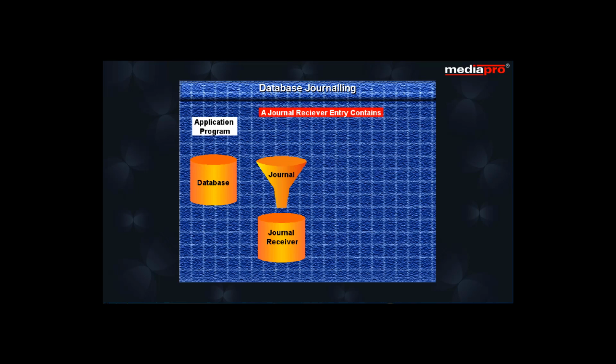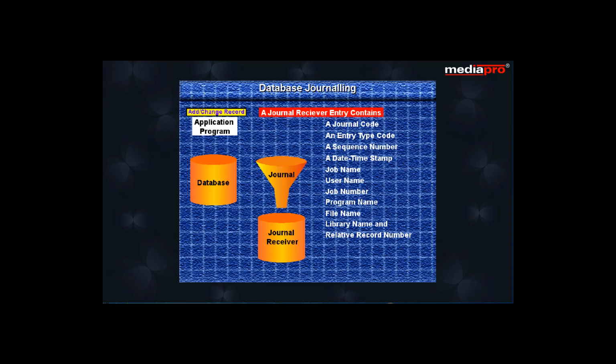Each change that happens to a database file is recorded as a journal entry in the journal receiver. Each entry in the journal receiver contains the following information: a journal code, an entry type code, a sequence number, a date timestamp, job name, username, job number, program name, file name, library name, and relative record number.